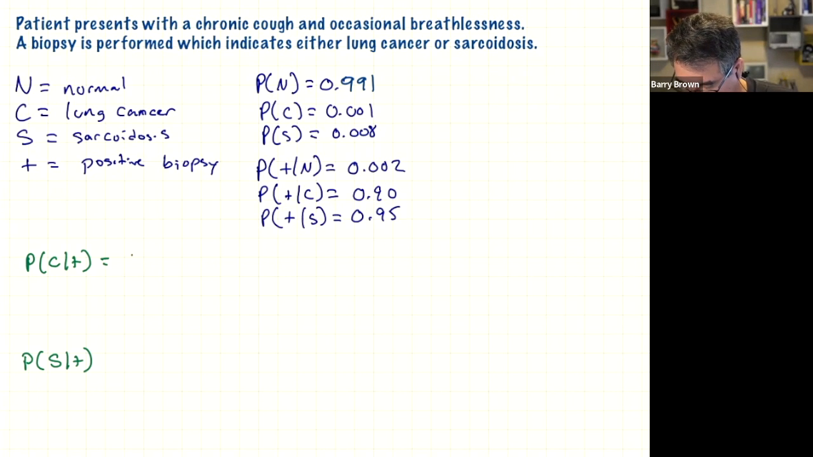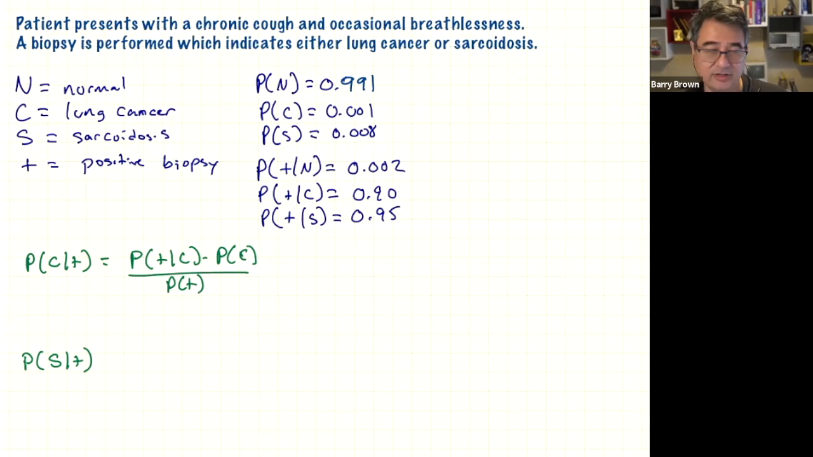So Bayes' rule. Plugging in the Bayes' rule, we have the probability of a positive biopsy given you have lung cancer times the probability of cancer over the probability of a positive biopsy. So to figure out the top, well, we have some of these numbers. The probability of a positive given that you have lung cancer is 0.9. The probability of having it is 0.001. And then the probability of a positive test is where we need that decision tree.